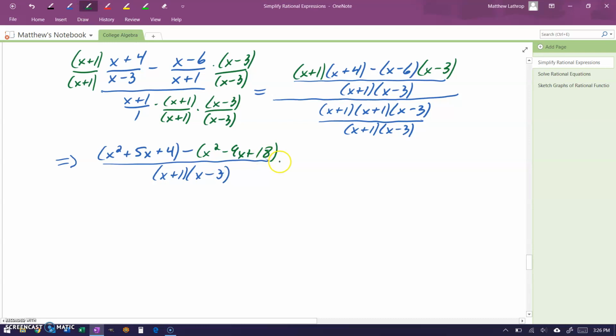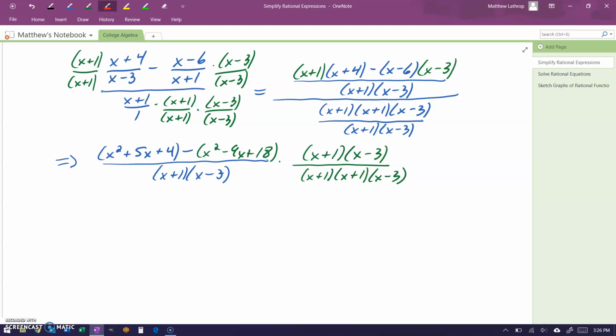And then we can multiply by the reciprocal of the expression that we have in the denominator. So this will become x plus 1 times x minus 3 all over x plus 1 times x plus 1 times x minus 3. We have some simplification to do in the numerator of this first expression, but we already have some pieces that can cancel out.